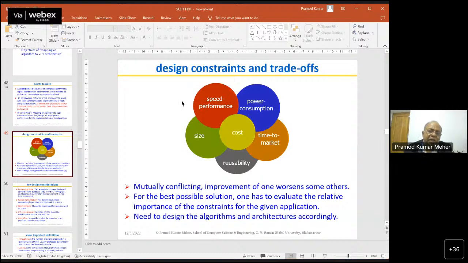What we discussed is that your area relates to the cost. So size.